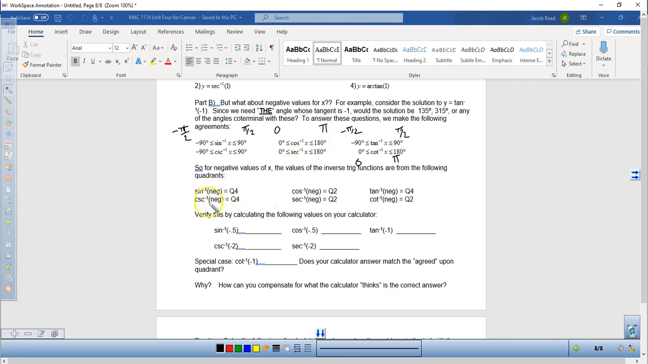The other thing we have an agreement on are the following down here: if we're doing sine inverse of a negative number, we're going to be talking about quadrant 4. Cosecant, same thing, quadrant 4. Cosine and secant, if we do a negative, they're both going to be quadrant 2. Tangent, a negative tangent will be quadrant 4, and cotangent will be quadrant 2.